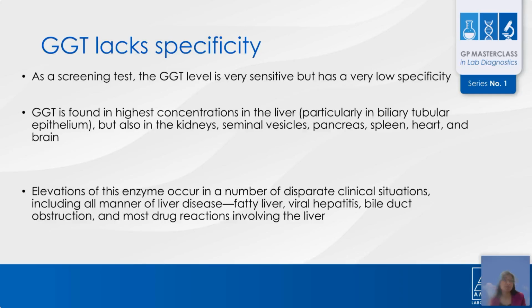So GGT lacks specificity. As a screening test, the GGT level is very sensitive. As I said, it's very dramatic. It drives up at anything, but it has a very low specificity. GGT is found in the highest concentrations in the liver, particularly in the biliary tubular epithelium, but also in the kidneys, seminal vesicles, pancreas, spleen, heart, and brain. Who would have thought?